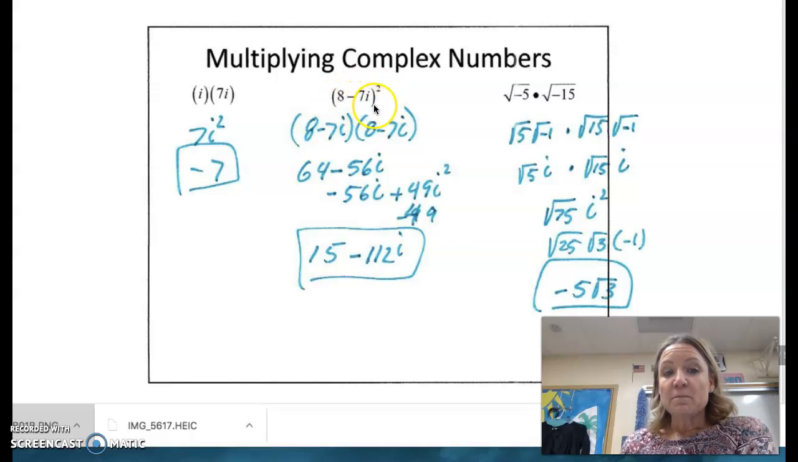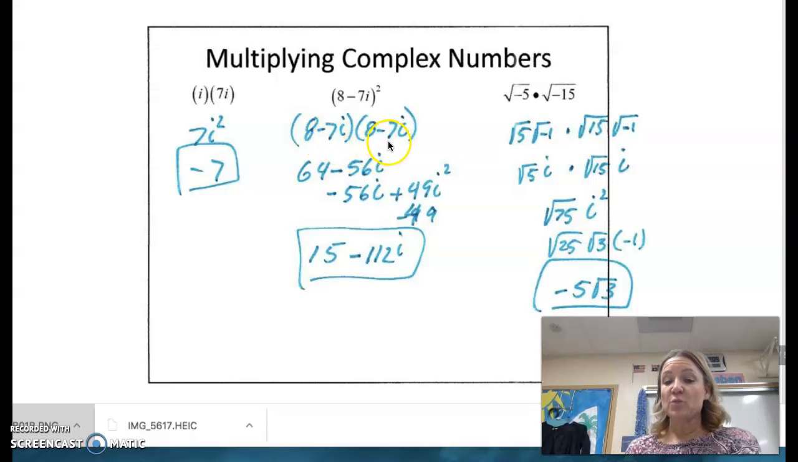We've got 8 minus 7i squared. So we're going to write it out as a binomial times a binomial and then FOIL it. First is 8 times 8, which is 64. Outside is 8 times negative 7i, which is negative 56i. Inside gets you the same thing. And then last is negative 7i times negative 7i, which is positive 49i squared. i squared becomes negative 1, which makes this negative 49. So 64 minus 49 is 15. And then combine these two to get negative 112i.